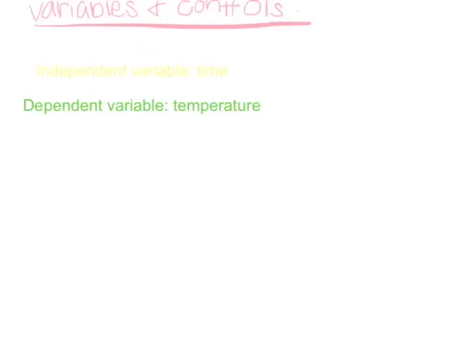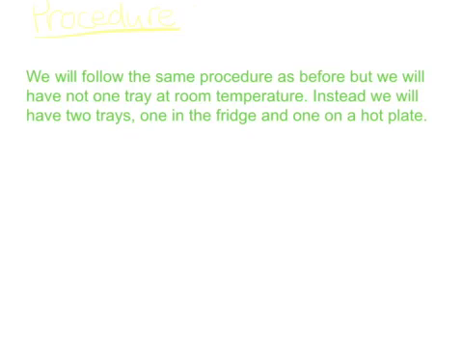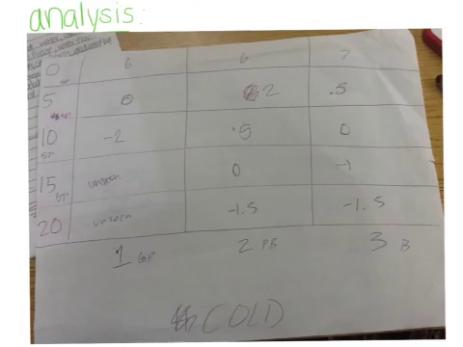Variables and controls. The independent variable is time, and the dependent variable is temperature, because we will be changing it from cold to hot, and the average temperature like we did in the first experiment. We're just using that. Then our procedure. We're going to follow the same procedure as before, but we will not have one tray at room temperature because we already have that information. Instead, we will have 2 trays, one in the fridge at about 60 degrees Fahrenheit and one on a hot plate that exceeded 120 degrees Fahrenheit.